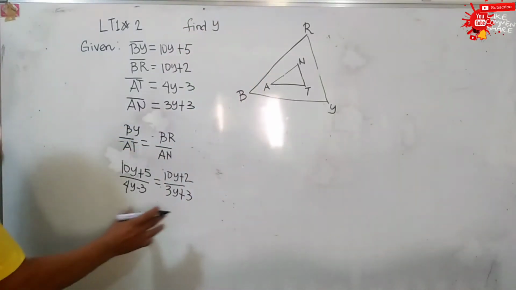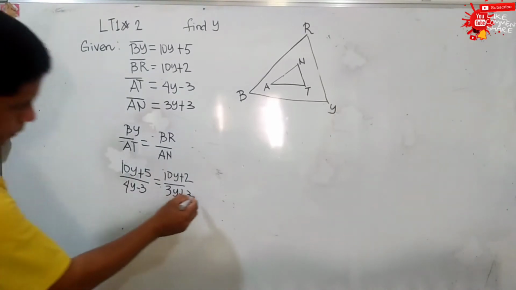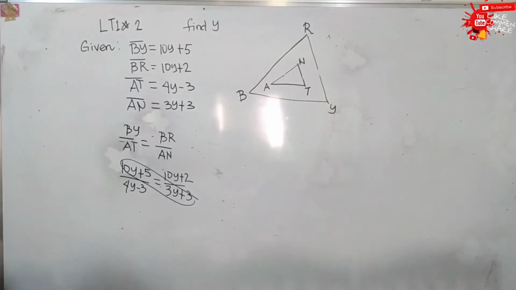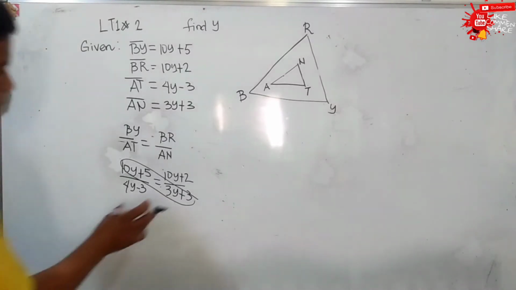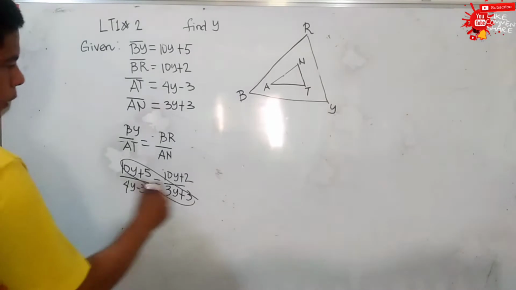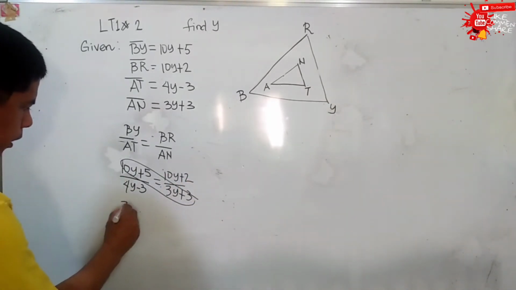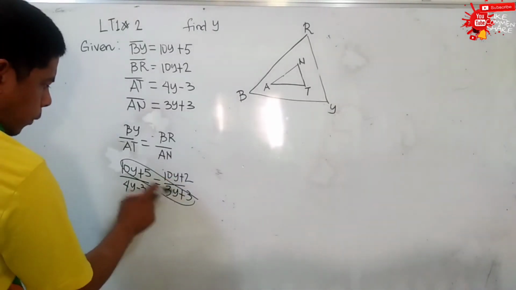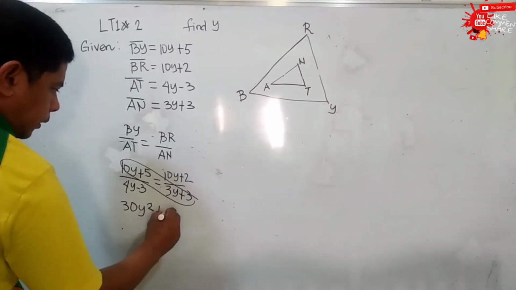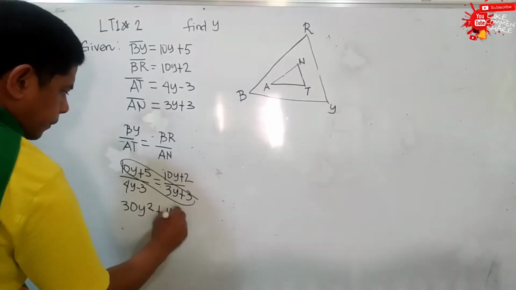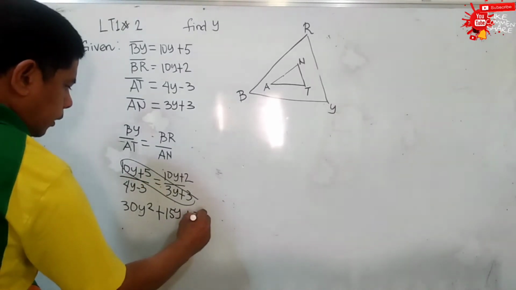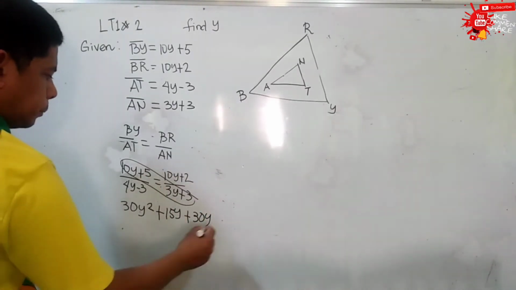Okay? So, cross product. So, 10y plus 5 times 3y plus 3. Kapag minultiply natin yan, that is 30y squared. Then, 3y times 5, that is 15y. Then, 3 times 10y is 30y. And 3 times 5 is 15.